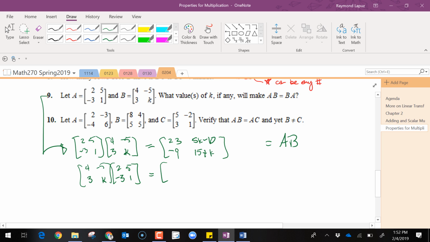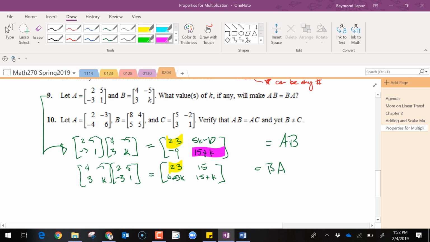So this is 8 plus 15, 23 again. That's a good sign. What is it? 15. And then we have 6 minus 3k, 15 plus k. This is BC or BA. Now, if we want them to equal each other, all the values should be equal to each other. The 23, good thing that they're equal.